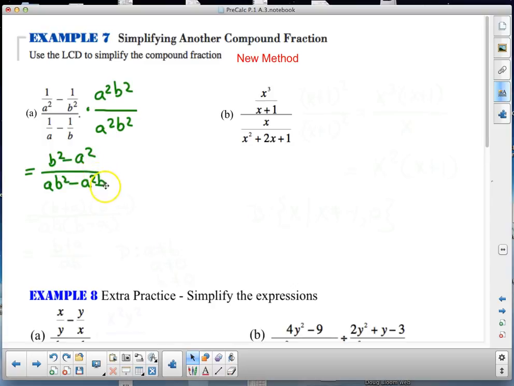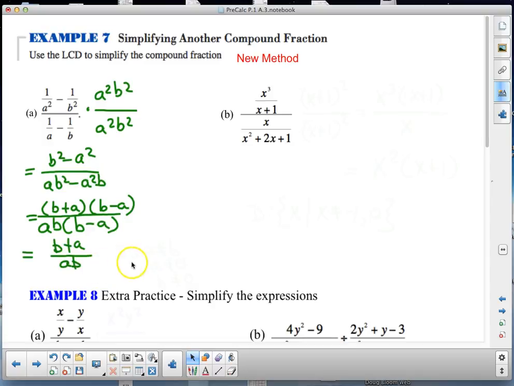Okay, and I can factor out an ab out of both of these in the bottom. So I get this situation: b plus a times b minus a over ab times b minus a. So the b minus a's can cross out, and on top I have b plus a over ab.